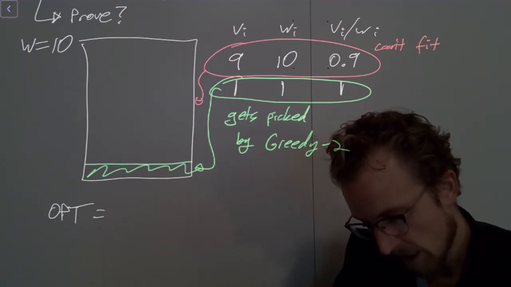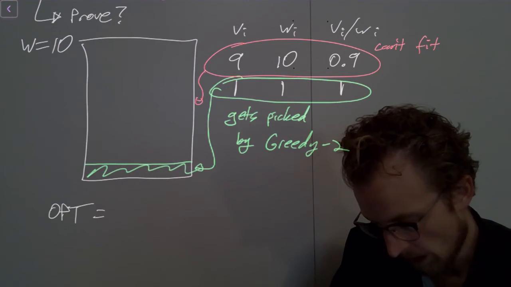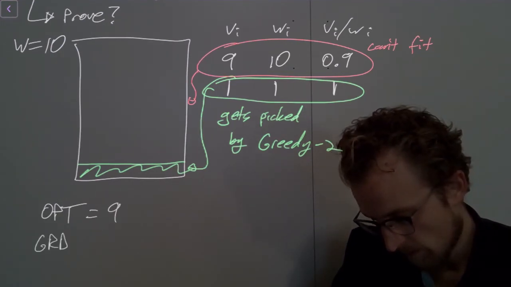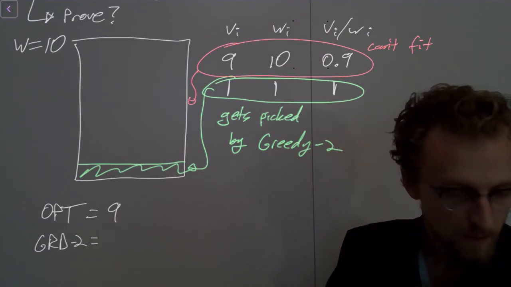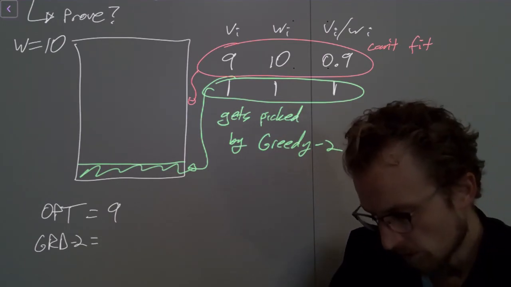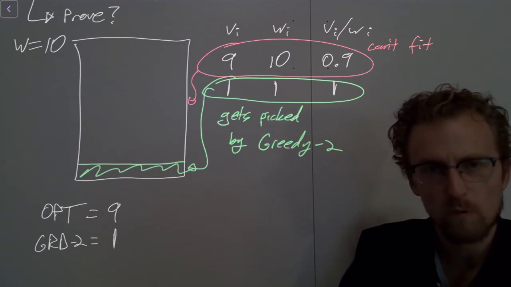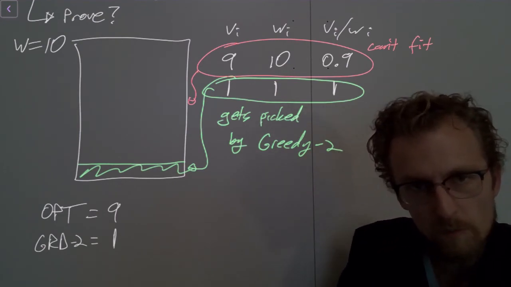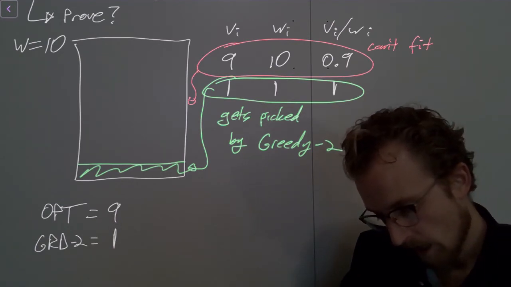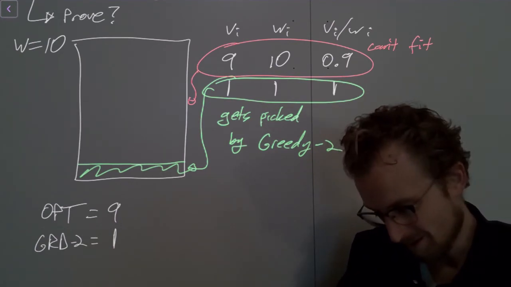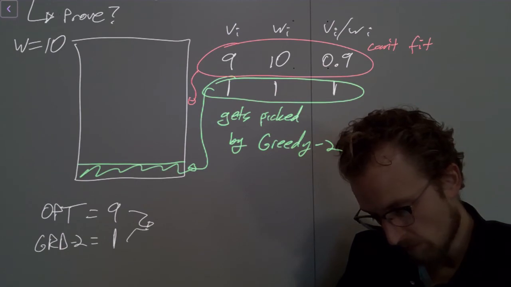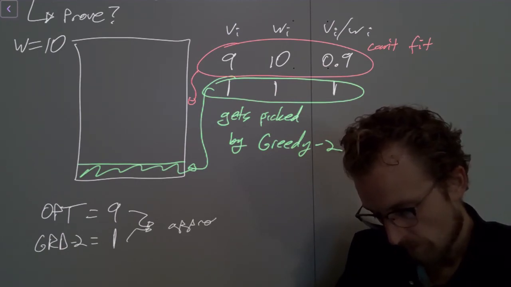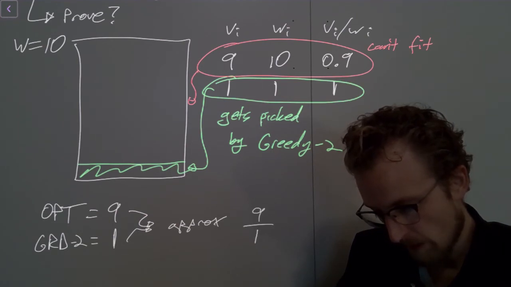Right, the optimal would take the first item with a value of 9. So the optimal is a value of 9, but greedy 2 gives us a value of 1. And so then we could ask, could I change these numbers so that this is even worse? And of course, right? So with these particular numbers, my approximation ratio is 9 divided by 1.